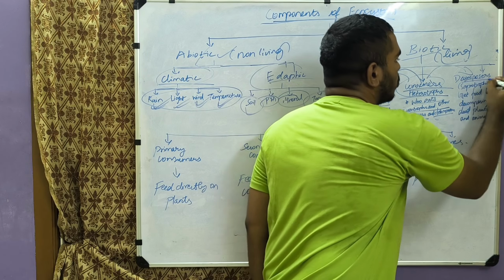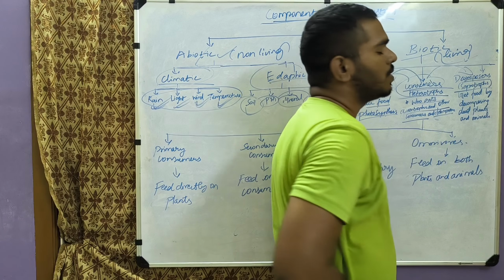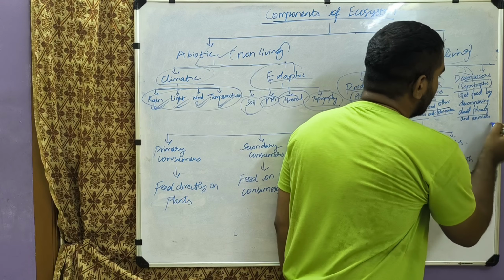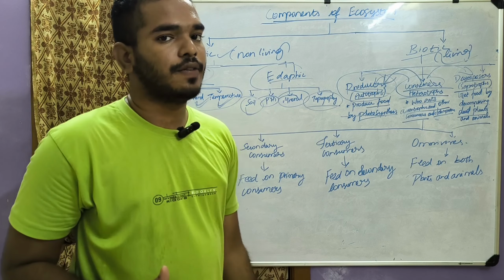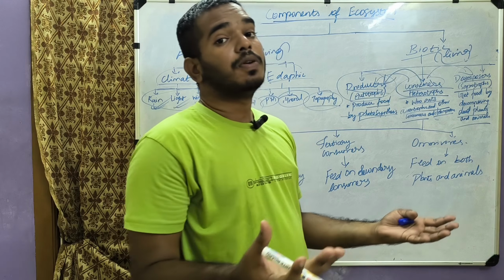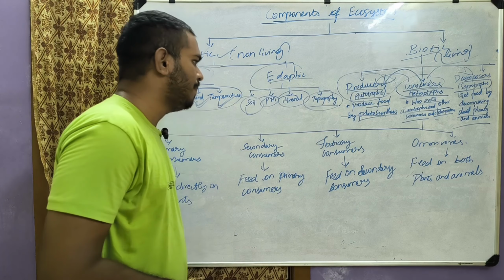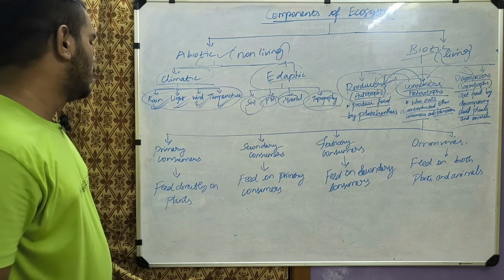Next one that we are going to see is the decomposer. Decomposers are also known as saprophytes. They get food by decomposing dead plants and animals. So these decomposers obtain their food by decomposing dead organisms, dead plants and dead animals. So these are the three major classifications of the biotic component.